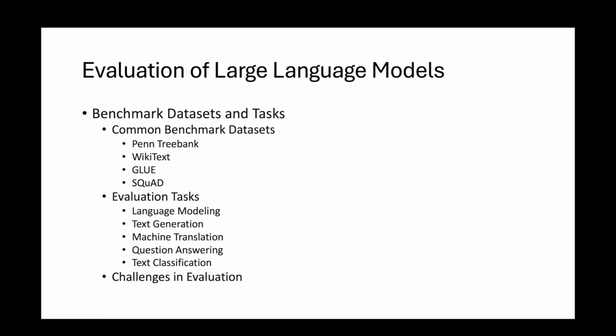Common benchmark datasets. Common benchmark datasets for evaluating large language models, LLMs, include PenTreeBank, a dataset consisting of parsed Wall Street Journal articles for tasks such as language modeling and part-of-speech tagging. Wikitext, a collection of English Wikipedia articles used for language modeling tasks.